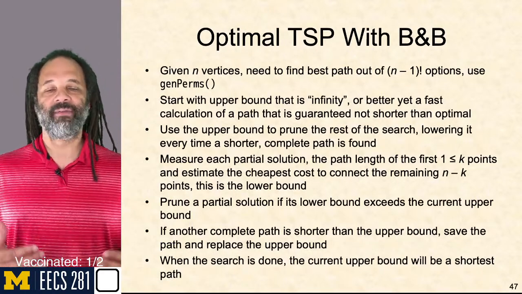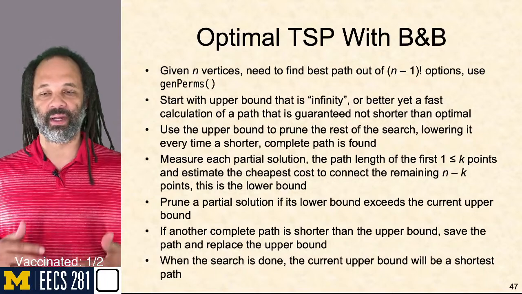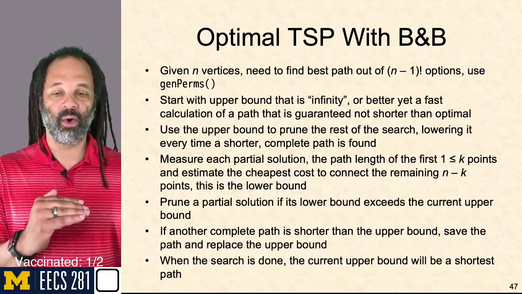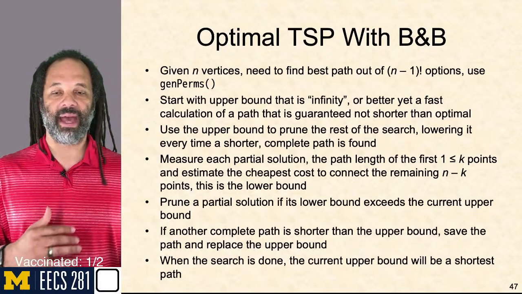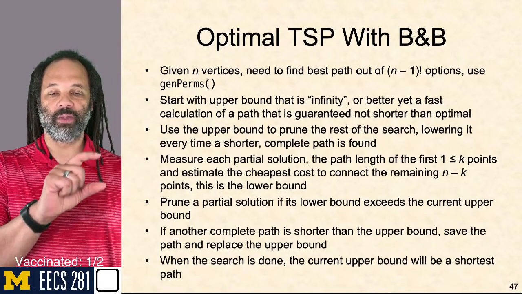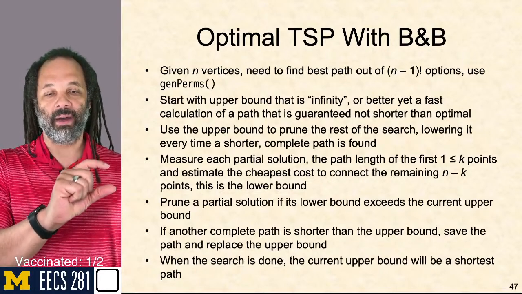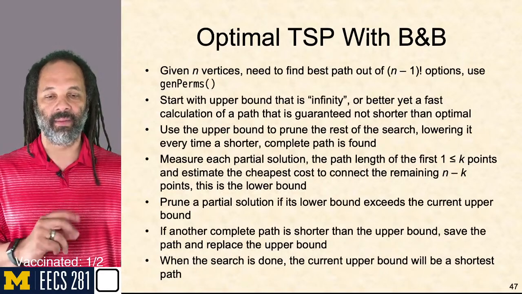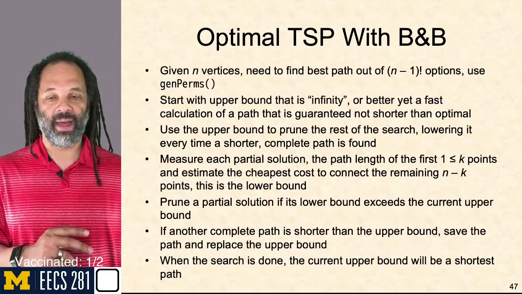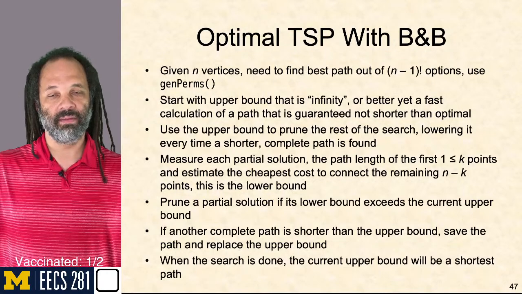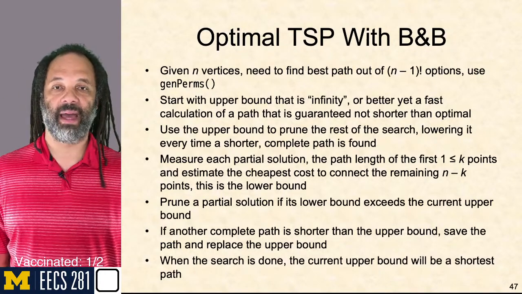Then every time I go above that upper bound, I prune it. Every time I end up below the upper bound, I lower the upper bound, and I've got a complete path that's found, and I save that. Measure each partial solution. We know what the path length is to connect all the vertices that we know about. Then estimate connecting the rest of them. Prune if we can. If another path ends up shorter, save it and replace the upper bound. When I'm done, the upper bound is the shortest path.